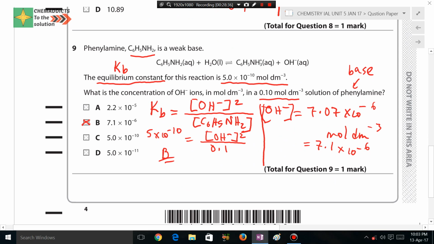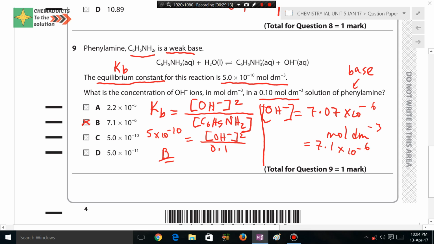So here let's talk about the assumptions that we have made. Since this phenylamine is a weak base, little hydroxide comes from dissociation of water. So little hydroxide comes from dissociation of water, and the second assumption is, here is the first assumption.